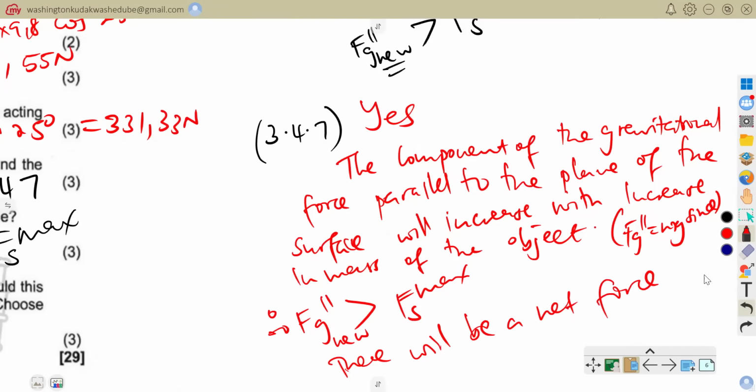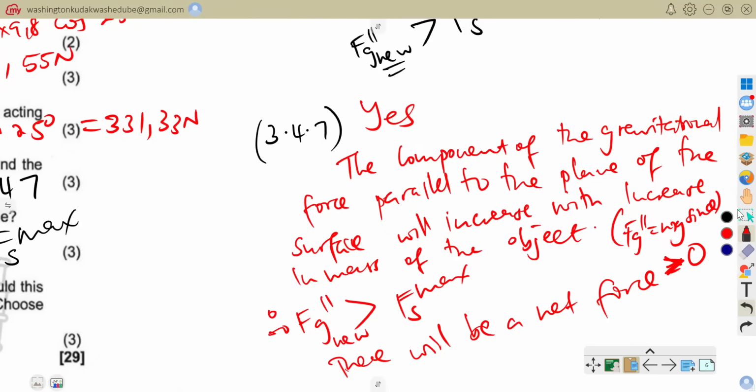There will be a net force because before, the net force was equal to zero. That's why they were balanced. That's why there was no movement. So now there will be a net force which is greater than what? Zero. A net force greater than zero. Therefore, there will be what? There will be movement, or else what? Acceleration. That is what you were supposed to say there.